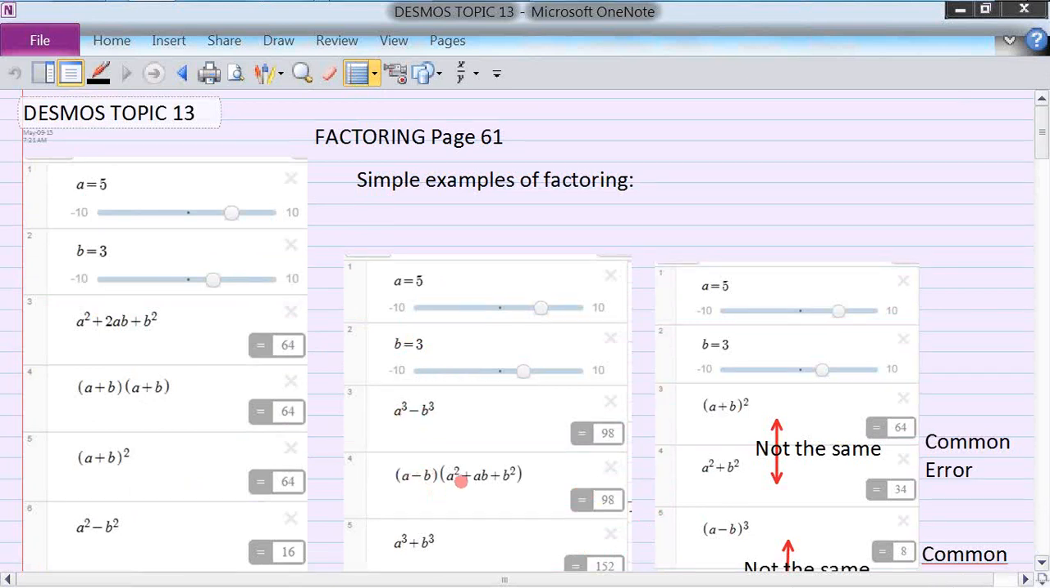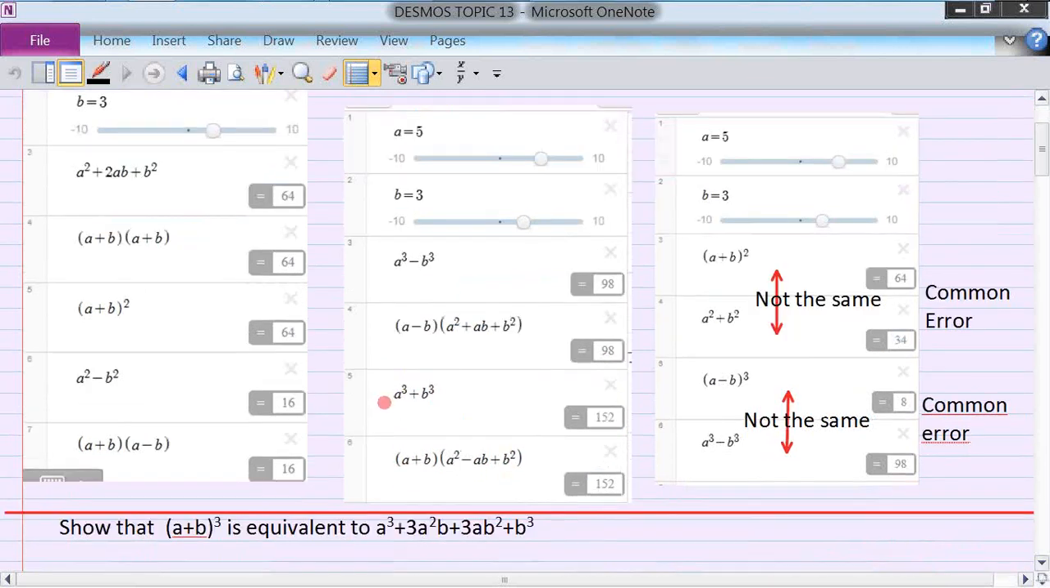Now what we have is a is 5, b is 3, difference of cubes. Factored this as a minus b, a squared plus ab plus b squared. These two are equivalent. In other words, this can be factored into that. And similarly, if we go down here, we can see that a cubed plus b cubed can be factored as a plus b, a squared minus the product of these two plus b squared. This number is the same as this, so these are equivalent expressions, so I can factor this into this in the same way that I could factor this into that.